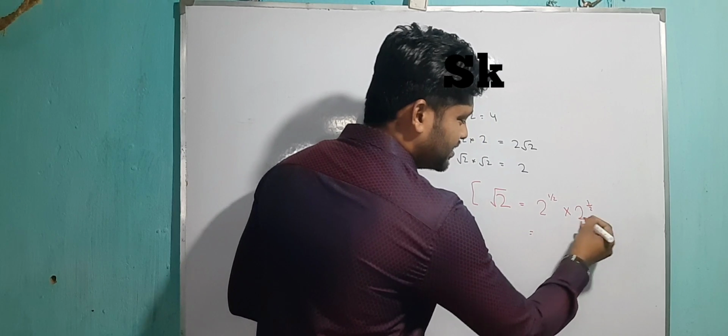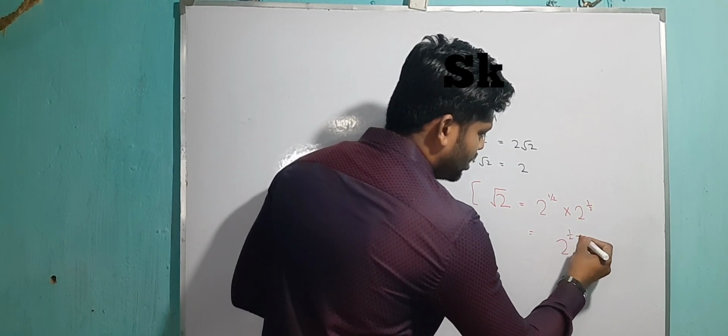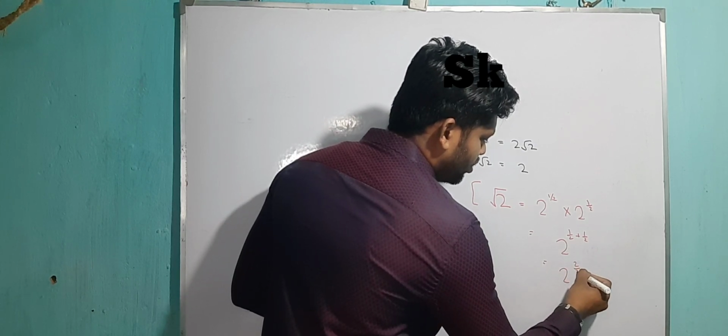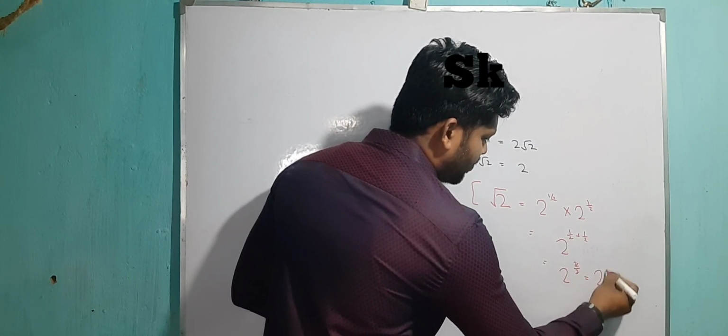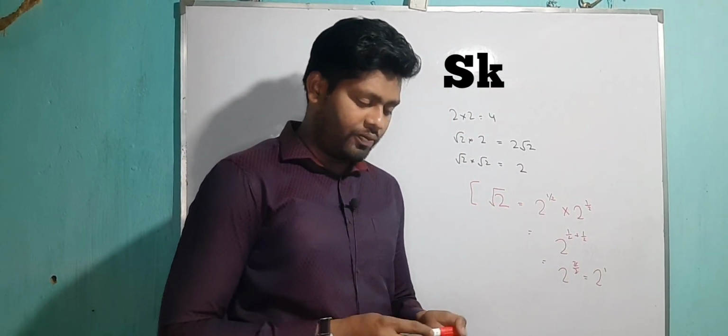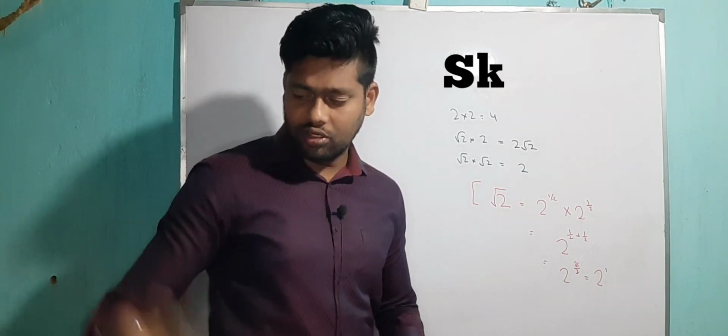Now the bases are same, and multiply is there, so plus sign: 1 by 2 plus 1 by 2. So you can write 2 by 2. So 2 cancels, and you are having 2 to the power 1. So that is what I am saying. Whenever there are roots and there is a multiply sign with the same roots, then just remove the root.